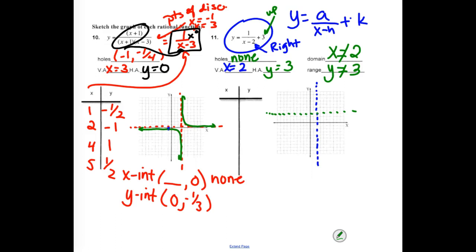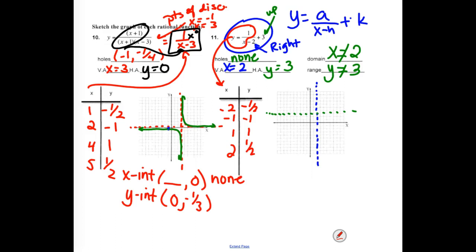If we were to graph without the transformation, y equals 1 divided by x, which quadrants are we in? One and 3, right? So let's pick a couple values. Let's do -2, -1, +1, +2. 1 divided by -2. It's -1/2. 1 divided by -1. It's -1. 1 divided by 1. 1 divided by 2. That's the parent function. Okay?